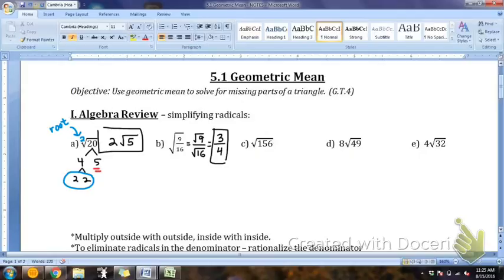The square root of 56. Yikes. I don't know what makes 56, do you? Okay, so let's just try with our calculator. Let's divide by 3. 156 divided by 3. Not square root, but divided by 3. 52? Okay, so we're going to break this apart to 3 and 52. What makes 52? 26 and 2, is that right?